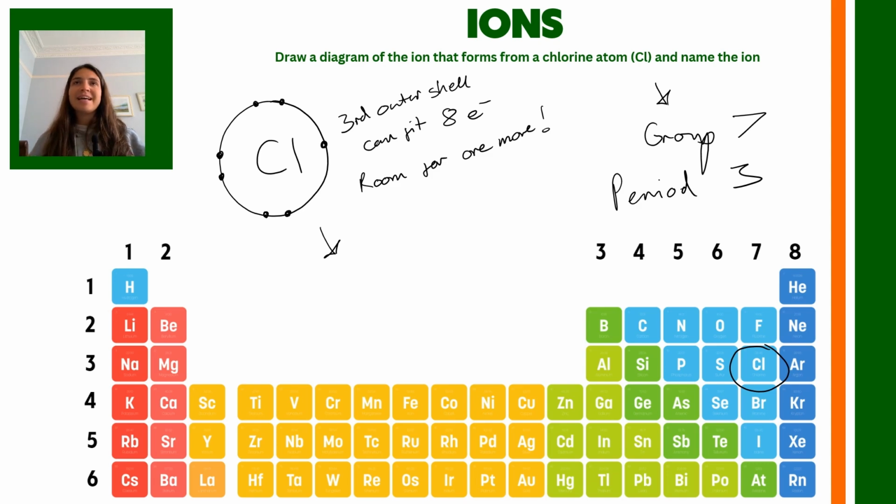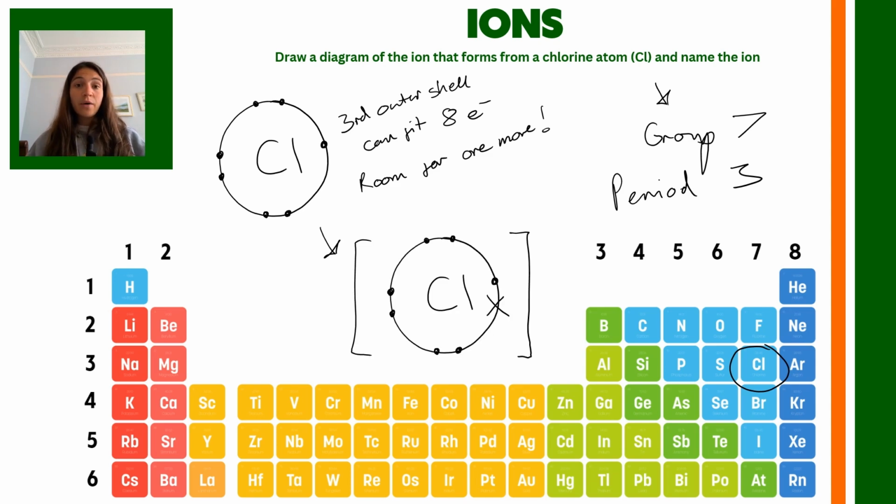So that means that it is going to gain some electrons in this process, okay? And how many electrons it's going to gain depends on what group it's in, because it is going to gain enough electrons to have a full outer shell. So at the minute, because it's in group 7 and has 7 electrons, but I know that 8 electrons can fit in this outer shell, then there's room for 1 more electron for my chlorine. So how do I show that on my diagram?